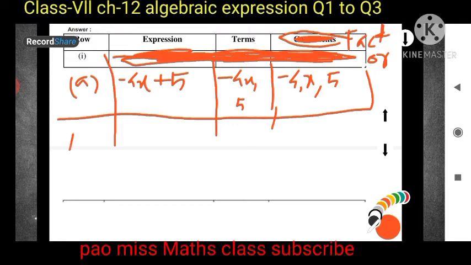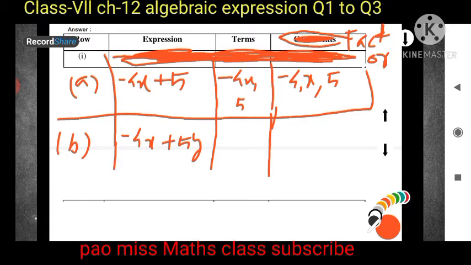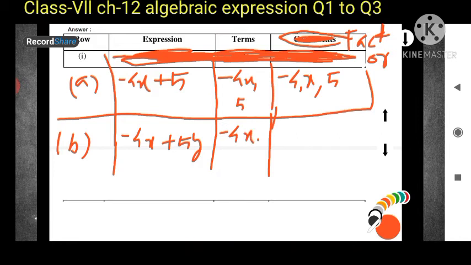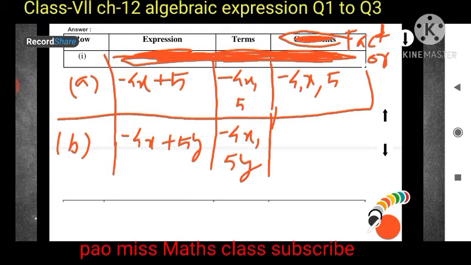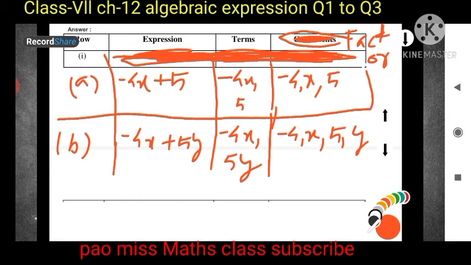Now the second expression, question number B, means second row is B. That is given as minus 4x plus 5y. Now you have to write the terms. How many terms do we have? 2 terms: minus 4x and 5y. Now again we have to write the factors. The factors of minus 4x will be minus 4 and x, and for the other term the factors are 5 and y. So basically the factors here are minus 4 comma x and 5 comma y.